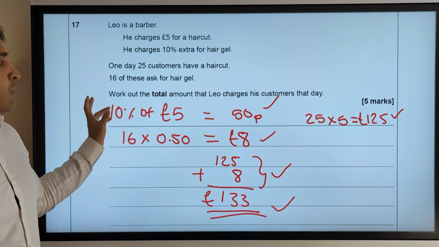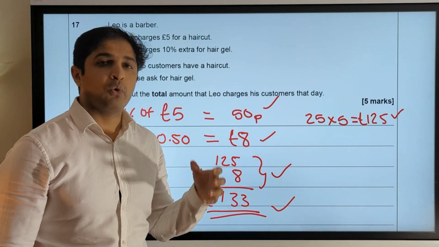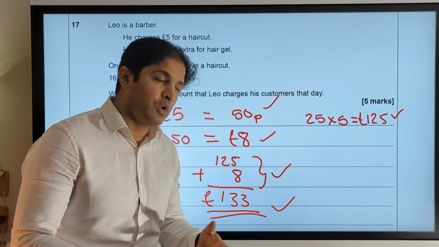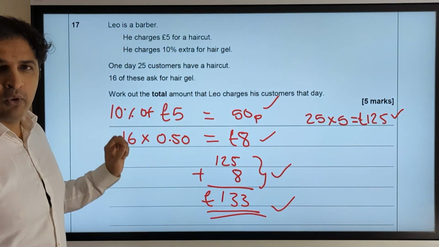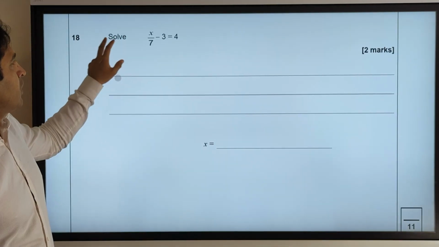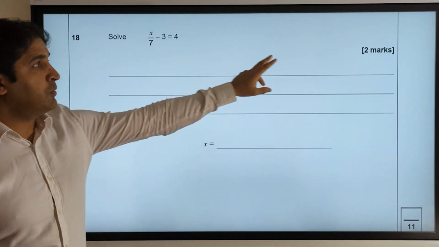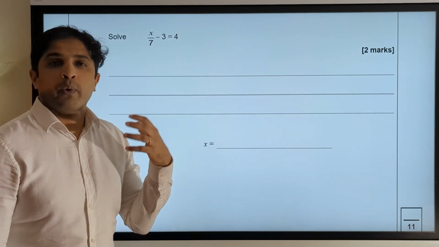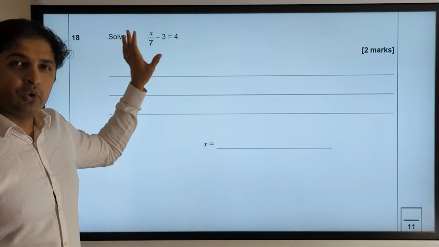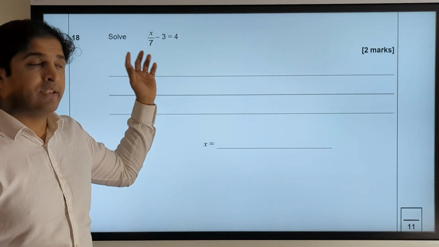So this is really straightforward. Make sure for any calculation you have to do, you show your working out for that part. Now, solving this equation, again 2 marks. Remember we did solving equations earlier on. If you try and follow the method, it makes it a lot easier.